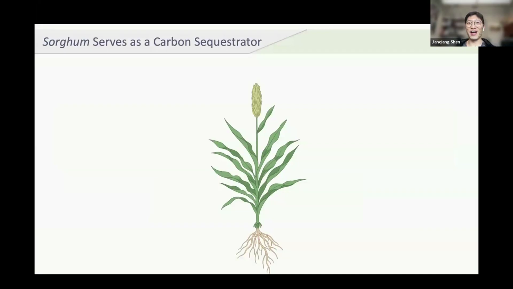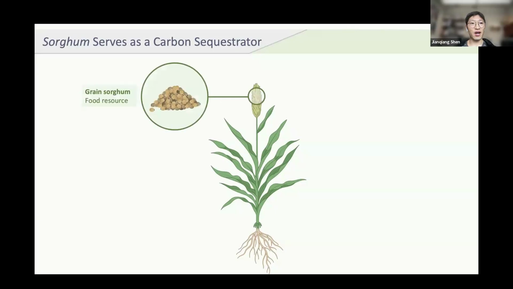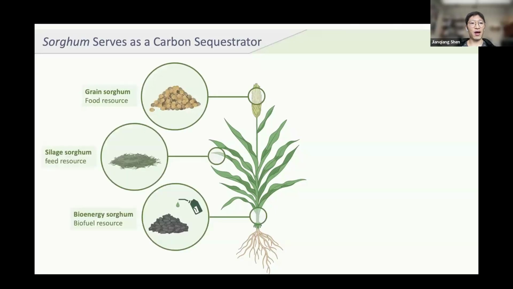Sorghum has been identified by the DOE as a flagship bioenergy crop, and it is notable for its high productivity on marginal land, even under climate-driven conditions such as low water and nitrogen availability. Sorghum is used as a food stock, feedstock, as well as a biofuel. And recently, we consider sorghum as a carbon sequestrator.